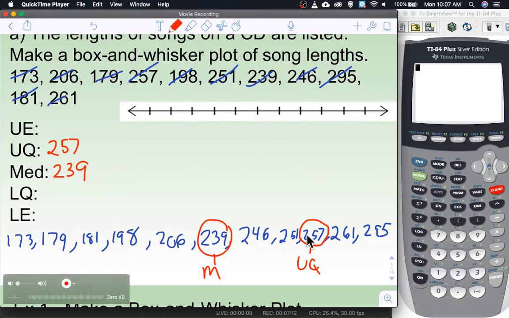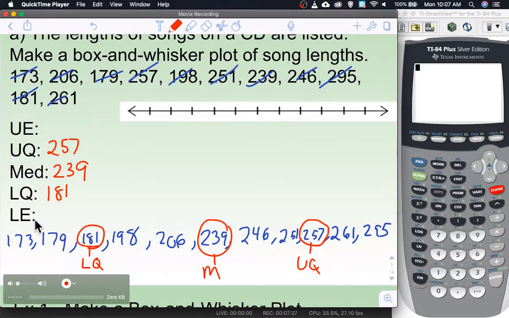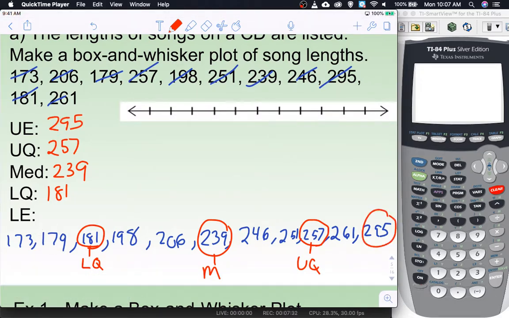My lower quartile is the same thing on the lower side. So that's going to be, out of these 5 numbers, the one that's right in the middle, this 181, lower quartile. And then the extremes are just the biggest and the smallest. So 295 is the upper extreme, 173 is the lower extreme. Those are the 5 values we are going to use in making our box and whisker plot.